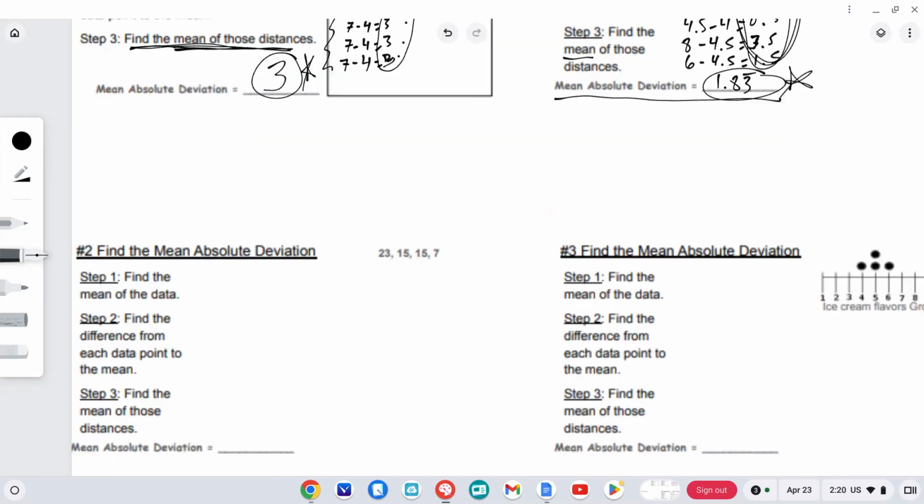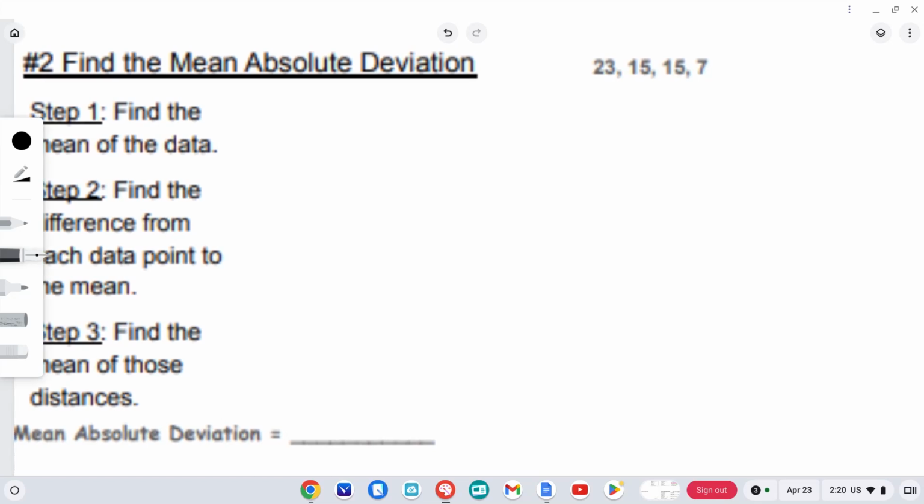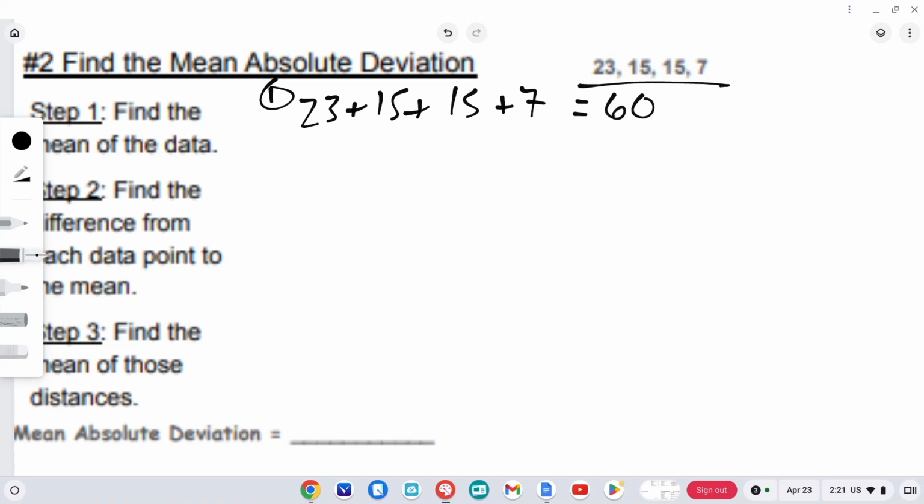Now we're going to try a couple more. Number 2. This is a shorter list. There's only 4 numbers, so that's easy. Step 1, find the mean. Okay, so I'm adding them together. 23 plus 15 plus 15 plus 7. When I add all those together, I get 60. And since it's the mean, I have to divide by how many there are. There's 4 of them. 60 divided by 4 is 15. Okay, so there's my mean. My average is 15. Now I'm going to use that number in the next step.